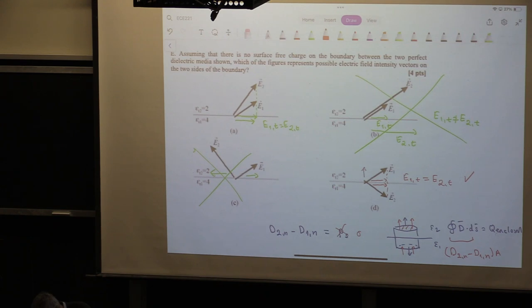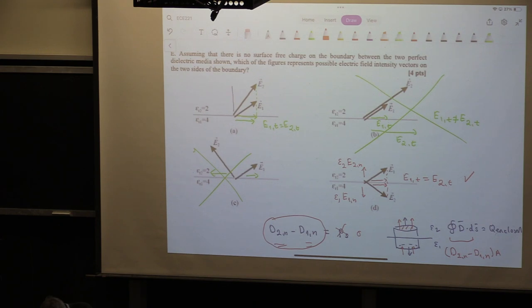So in this last case, you see that this is E2n, the normal component, and this is E1n. And you see that they are opposite in direction. So if you take the D components, epsilon 2 and epsilon 1, they appear to be opposite. Instead of being continuous and the same, they appear to be opposite. Well, that cannot happen, because we know that D2n has to be equal to D1n, so therefore this won't cut it.